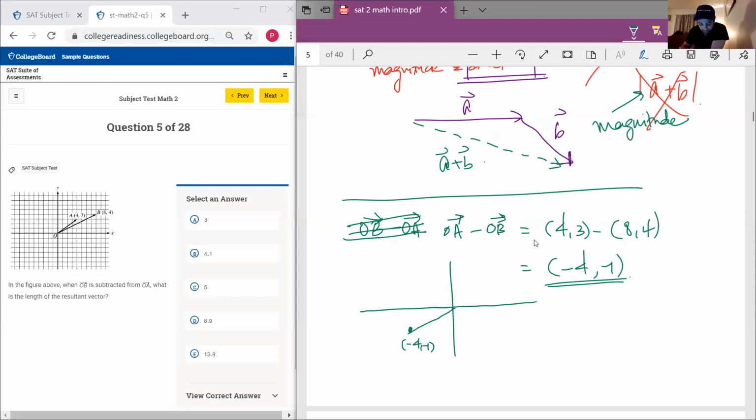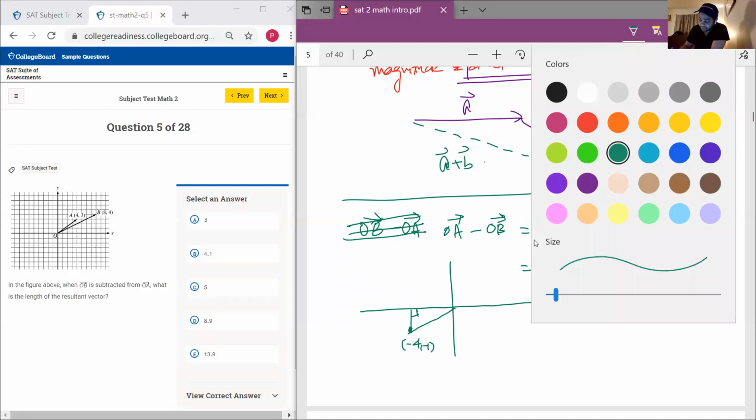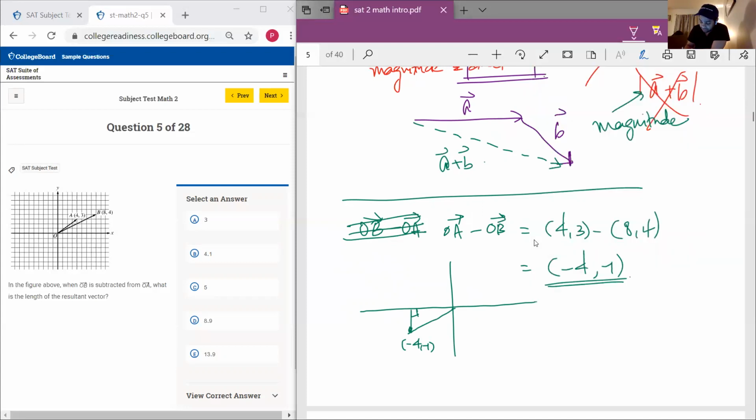And for the magnitude, or the length, of the resulting vector, we can use the Pythagorean theorem, which is going to be the square root of 17, or the square root of 16 plus 1. So that is going to be my answer. It has to be a little bit more than 4.